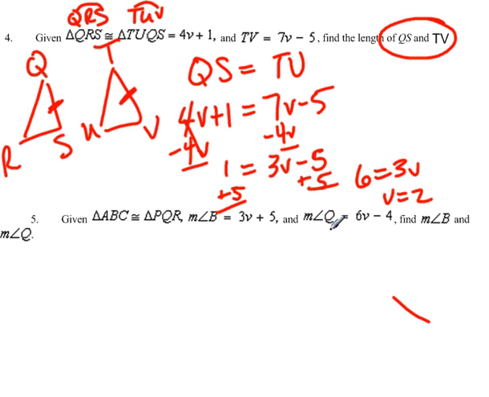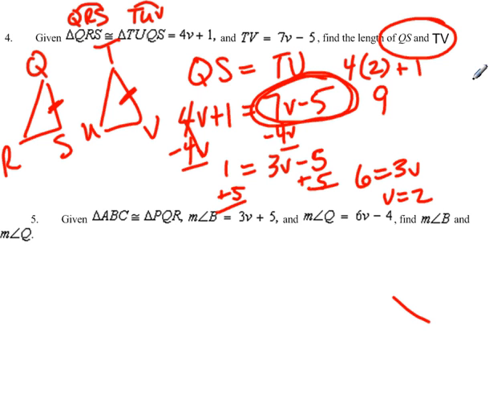v equals 2. In order to find QS and TV, I have to plug it back in. So 4 times 2 plus 1, 8 plus 1 gives me 9. Just for kicks, I'm going to plug it into 7v minus 5 and check. So 7 times 2 minus 5, guess what? It also equals 9. So QS and TV equal 9. Let's go ahead and do number 5.